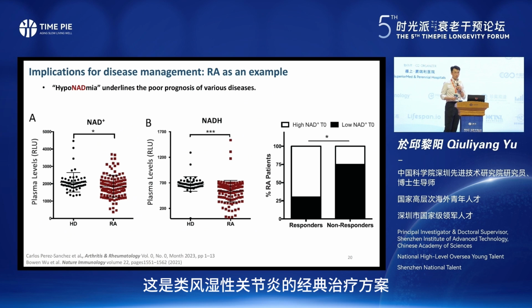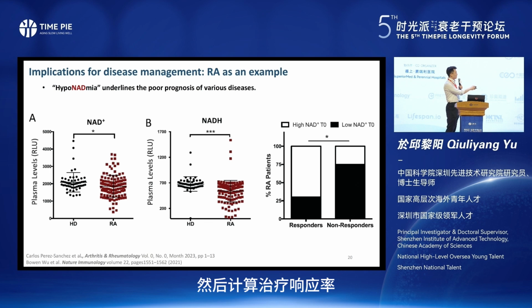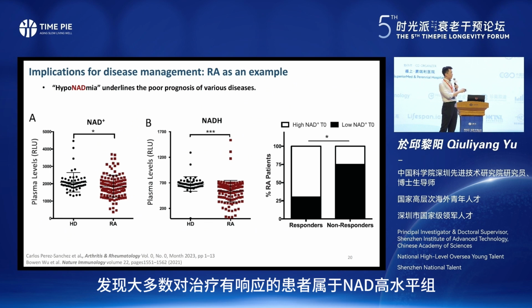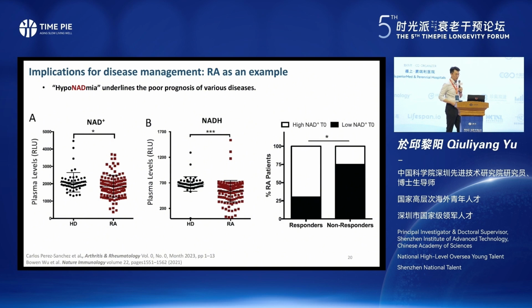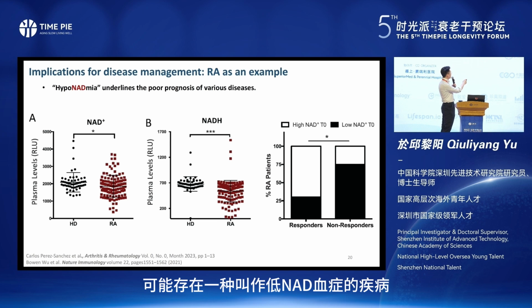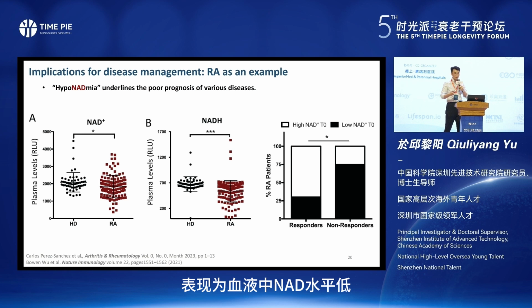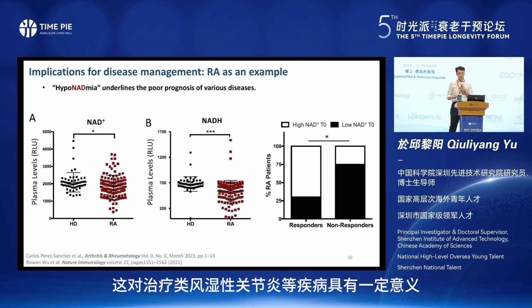That's classical for rheumatoid arthritis. Then they counted the response rate. They found that most of the responders are NAD high, and most of the non-responders are NAD low. This leads to the speculation that there might be a disease we could call hypoNADemia, indicating low NAD in the blood, which has implications in the treatment of certain diseases, such as RA.